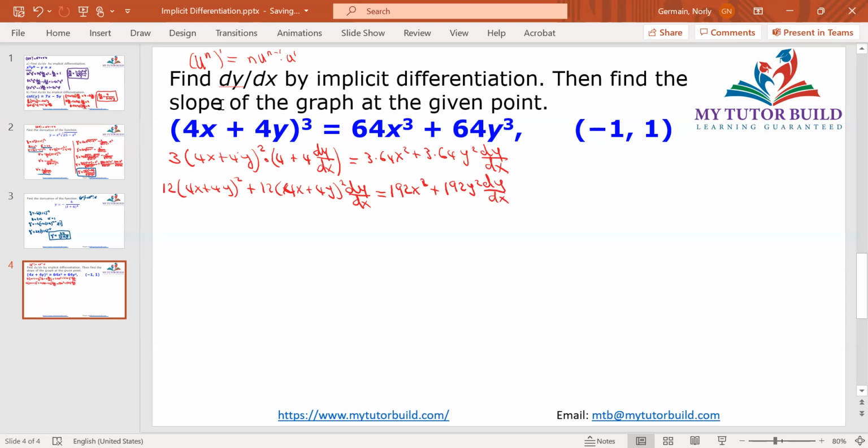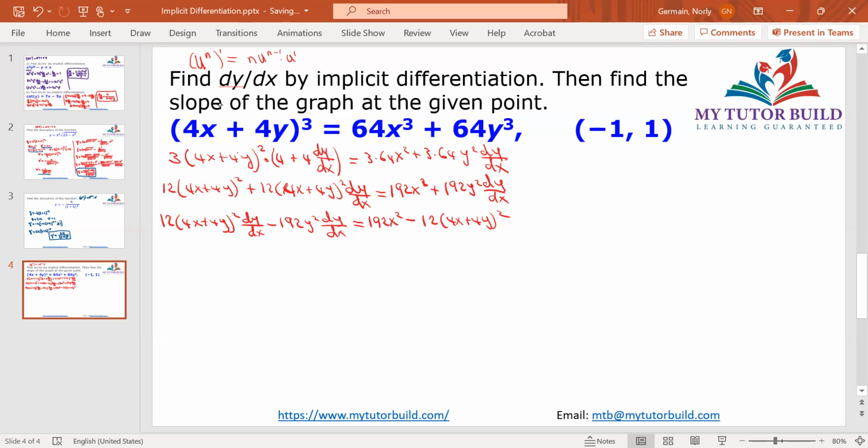Now we're going to bring all the dy/dx terms to one side and the other terms to the other side. So we have 12 (4x + 4y)^2 dy/dx minus 192y squared dy/dx. Now bring everything else to the other side: 192x squared minus 12 (4x + 4y)^2.